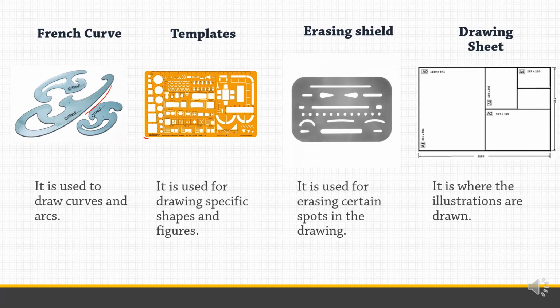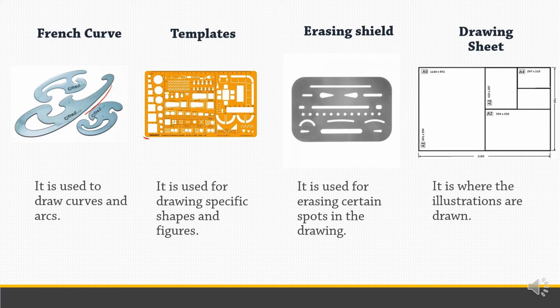Now next is the template. A template is used for drawing specific shapes and figures. In a template, there are different shapes and sizes or fixtures. So say sofas, windows, doors, toilet and bowl. Everything is there, depending on the type of template, but that is the use of a template, so you can draw directly. Next is the erasing shield.